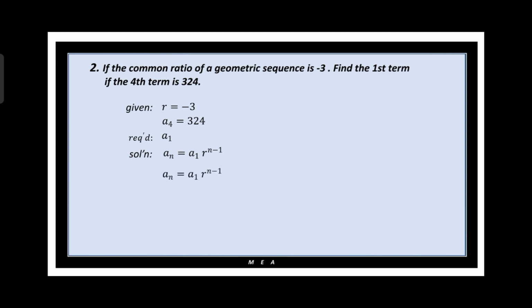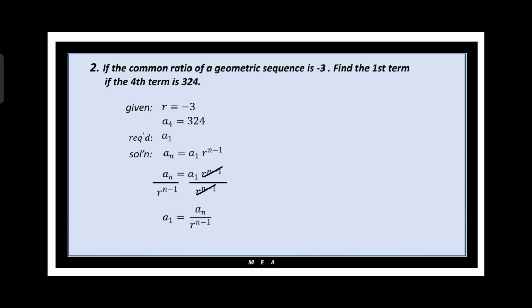Okay, ayan siya. a sub n equals a sub 1 times r raised to n minus 1. Now let us divide both sides by r raised to n minus 1. Sa right side ng ating equation, makakancel na yung r raised to n minus 1. So, that will be equal to 1. Ang matitira na lang dun sa right side ay a sub 1. Using the symmetric property, we can interchange the both sides. So a sub 1 now is equal to a sub n over r raised to n minus 1.